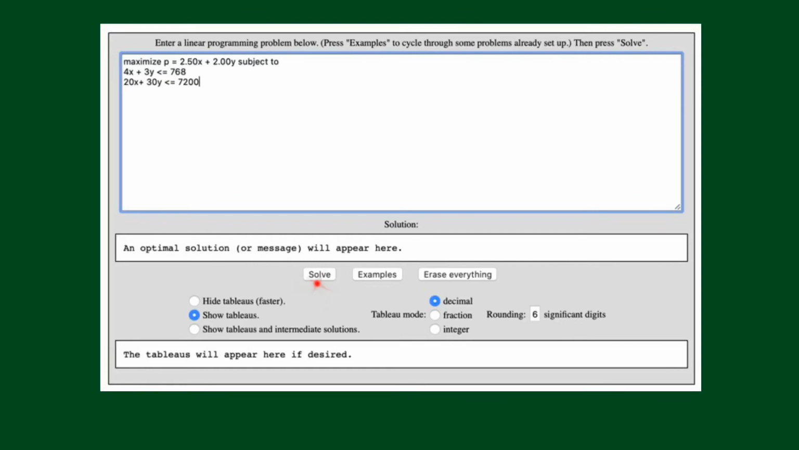Then, the next thing I'm going to do is press the solve key, right? I'm ensuring that this is on decimal. You don't really have to do decimal. If you want to do fractions, you're just fine. I've got 6 significant digits, so press solve and let's see what happens. I press solve and the initial tableau comes up. Then with some row operations, you get a second one, and then you get a third and final tableau.